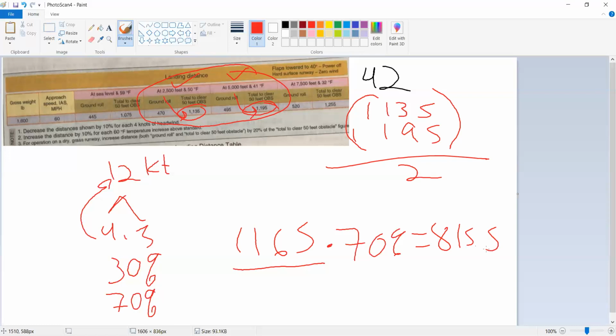So just keep in mind 12 knots, right? So that means 12 knots, that's a total of 30%. And we have to subtract 30 from 100, and we're left off with 70%. So make sure you understand that process. All right. That concludes that. We'll move on to the next question.